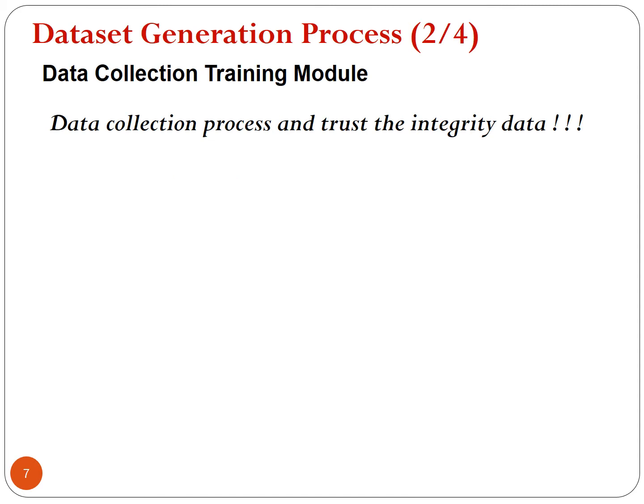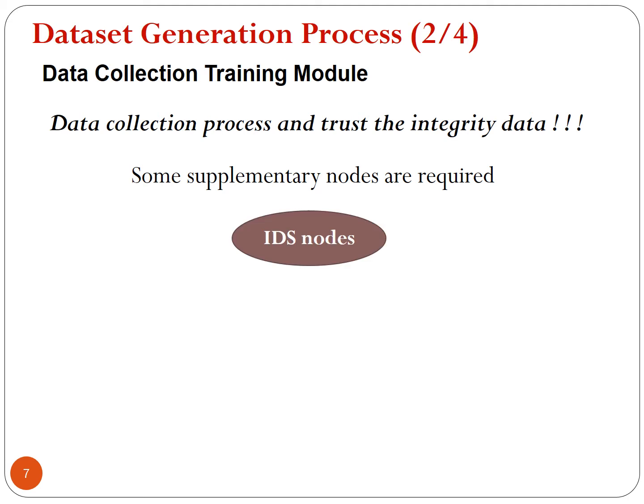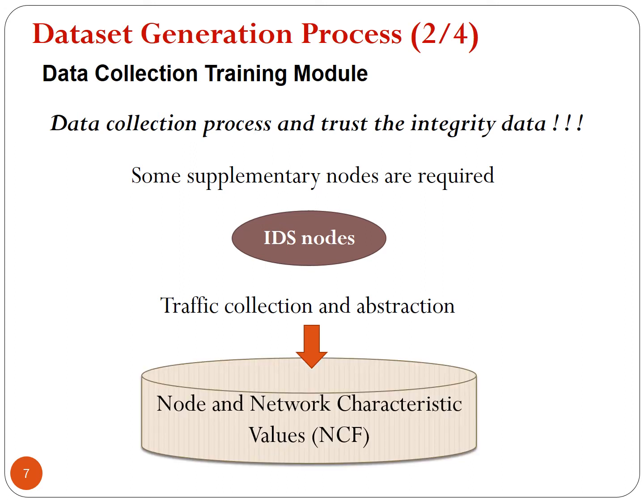During the data collection process, the network cannot guarantee the same route to reach the selected destination. Therefore, some supplementary nodes are required. These IDS nodes are supposed to be protected in order to trust the integrity of the collected data. The specific node is used as both the routing node and the data collection node. It collects the data in the form of node and network characteristic values. It forms a dataset that contains all traffic that goes through the network.